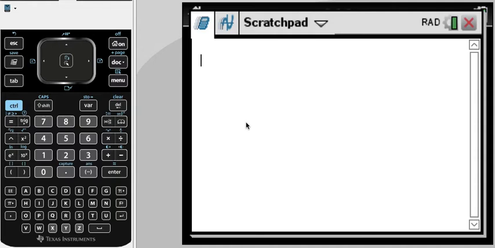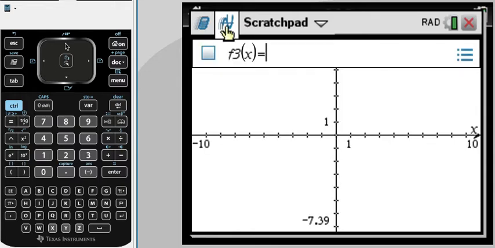So this episode is going to be dealing with some of the calculus features of the calculator. When you're dealing with calculus, you usually have functions that you're dealing with. So rather than have to type in the function every time, what I've done is I've gone to the graphing page and I've just entered a couple of functions.